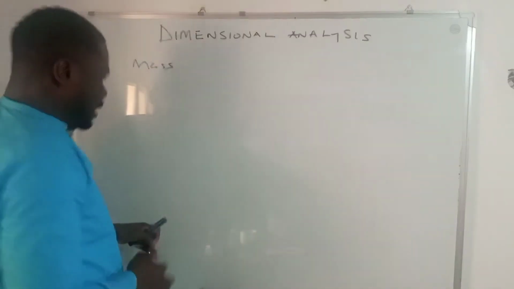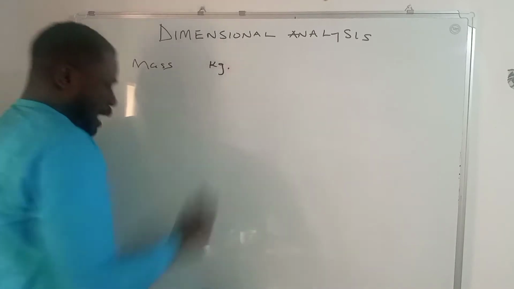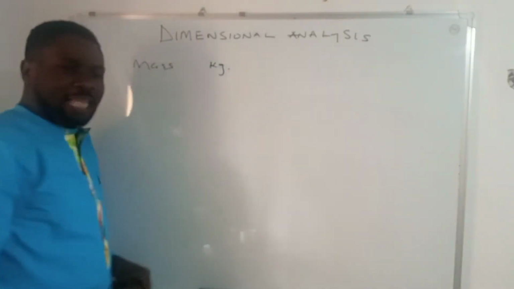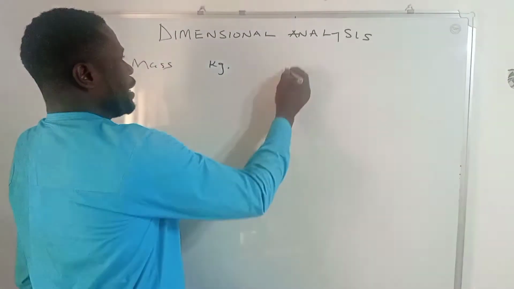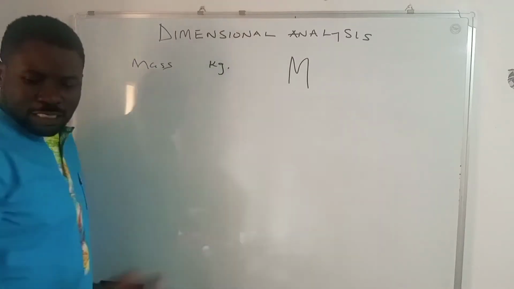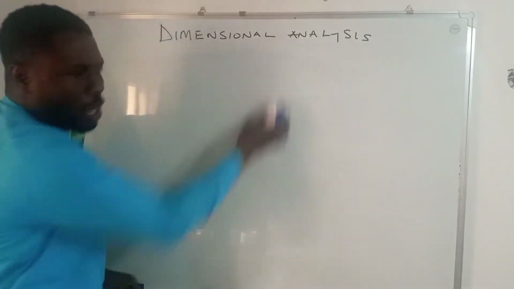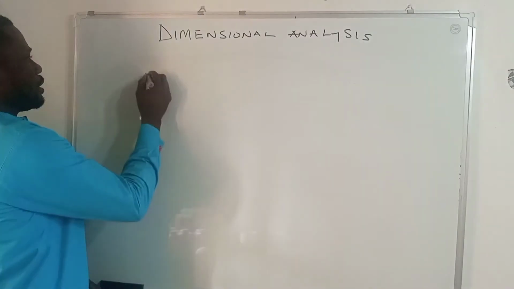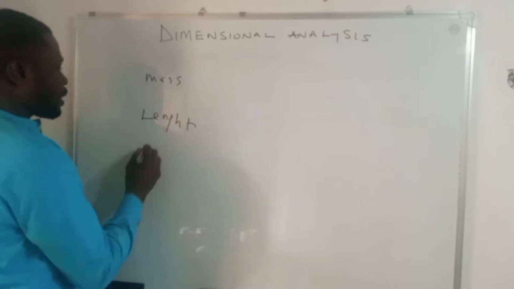Again, we will have to remember that mass has its unit in kilogram. At this point, we'll be looking at the dimension of mass as well. The dimension of mass is capital M. Very important. So here I'll be looking at a table. Let's look at a table that will summarize this, a table of mass, length and time.